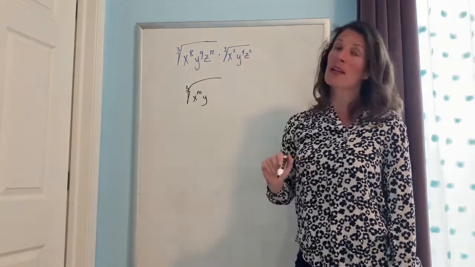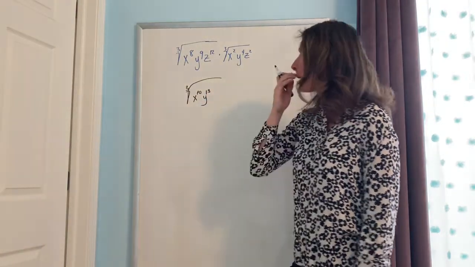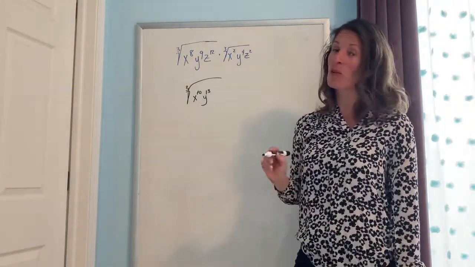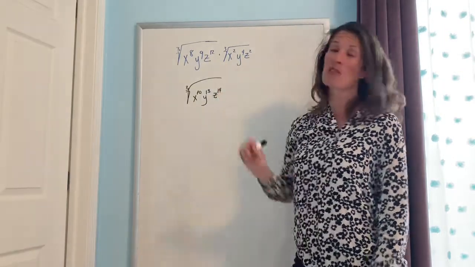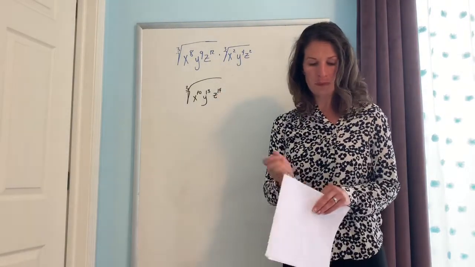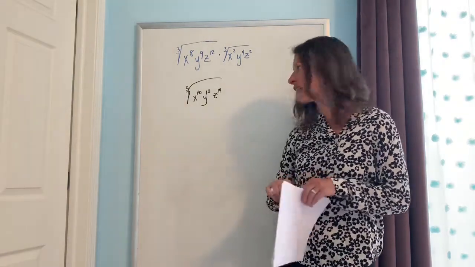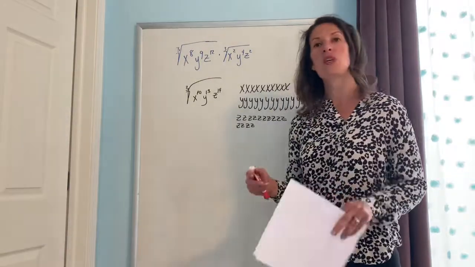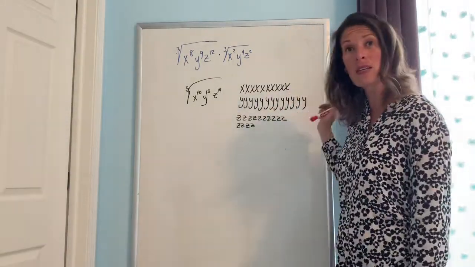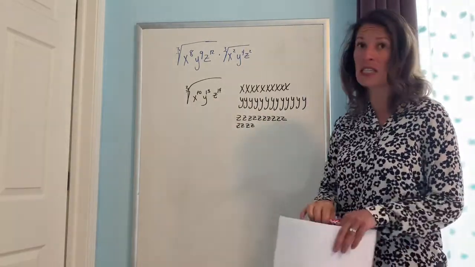y to the 9th times y to the 4th, 9 plus 4 is 13. And z to the 12th times z squared becomes z to the 14th, 12 plus 2 is 14. Now, I'm going to rewrite these as 10 x's, 13 y's, 14 z's. Okay, so I've written 10 x's, 13 y's, and 14 z's.